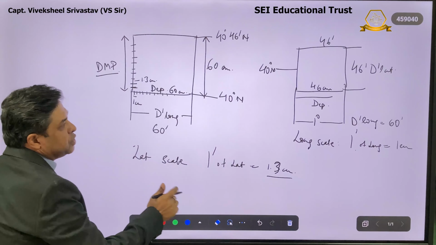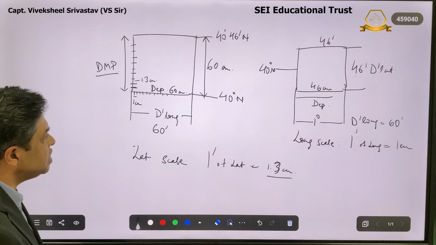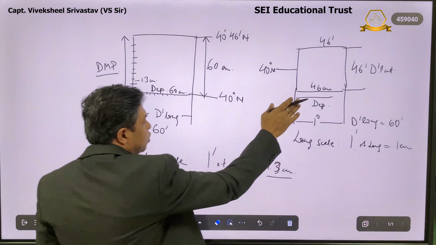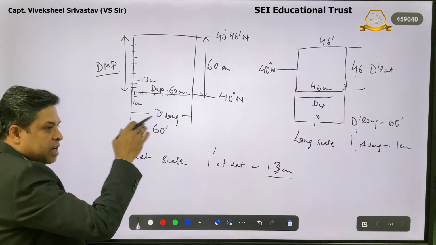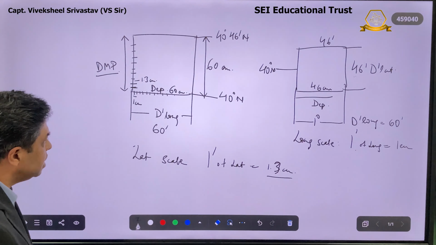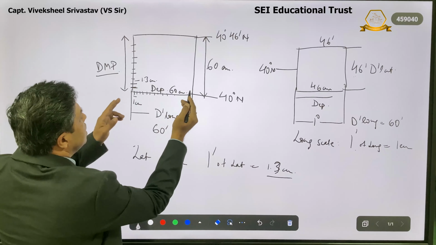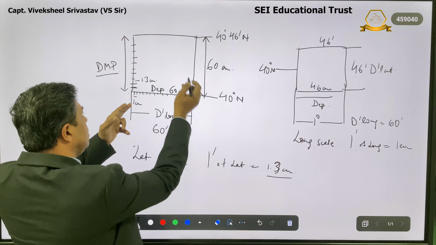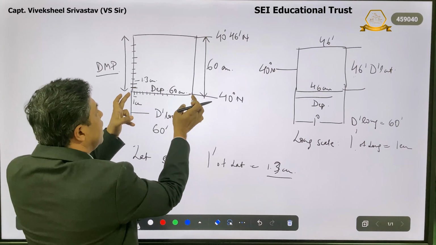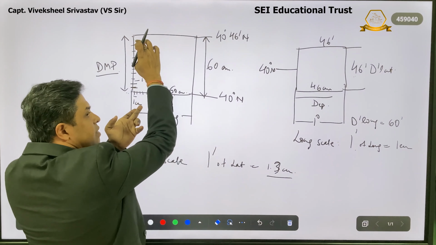Now what happens with departure? Departure is actually 46 miles. It is the east-west distance, and it will remain the same whether you measure it on a globe or on a paper chart. The departure is 46 miles at 40 north latitude, it has to be 46 miles. So if you measure the distance between these two meridians on the latitude scale, this will come as 46 minutes.